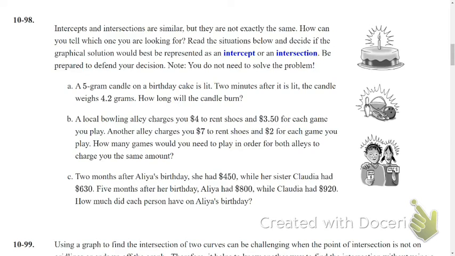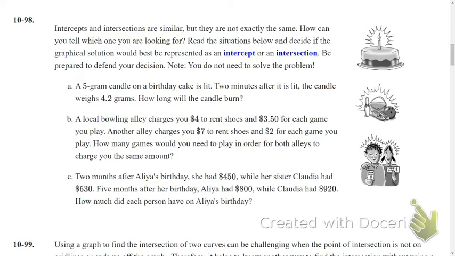All right, going to problem 10-98. It says intercepts and intersections are similar, but they are not exactly the same. How can you tell which one you're looking for? Read the situations below and decide if the graphical solution would be best represented as an intercept or as an intersection. Be prepared to defend your decision. You don't need to solve this problem. You're going to tell me with the three scenarios provided which one is going to be an intercept, which one is going to be an intersection, and say why. Okay, so pause the video and come back when you have all three of these done, A, B, and C.